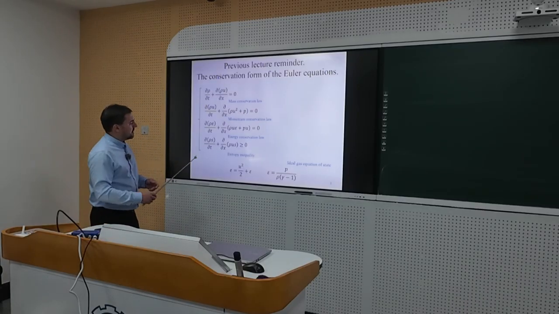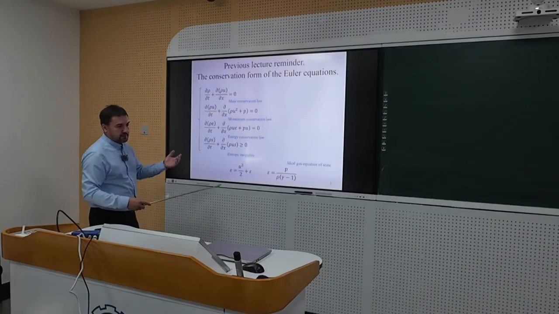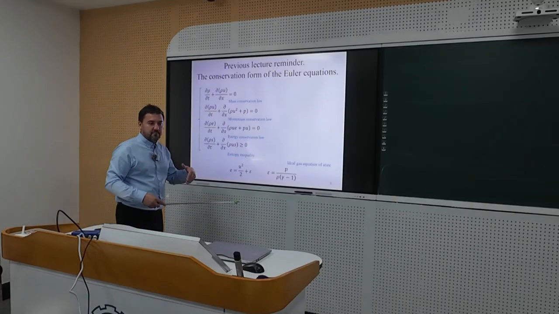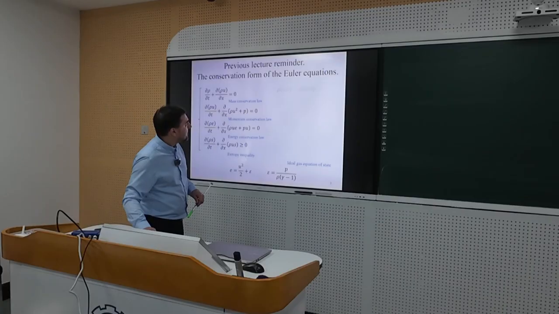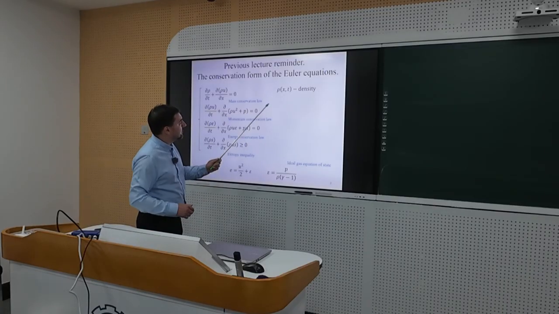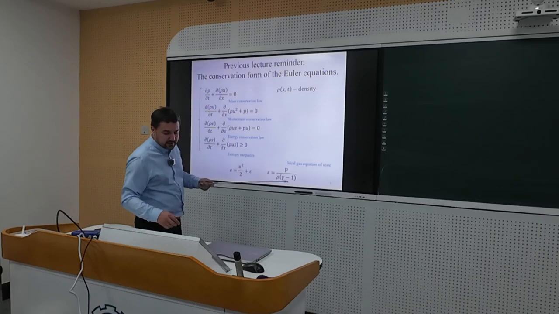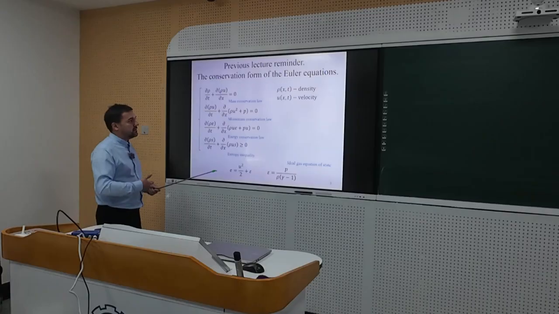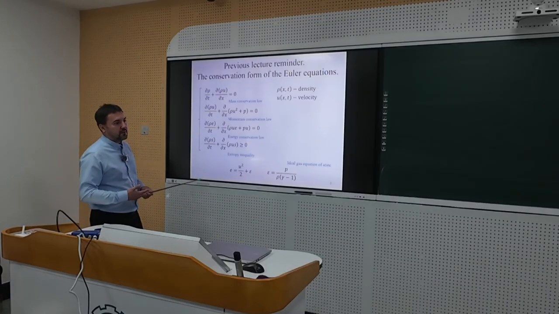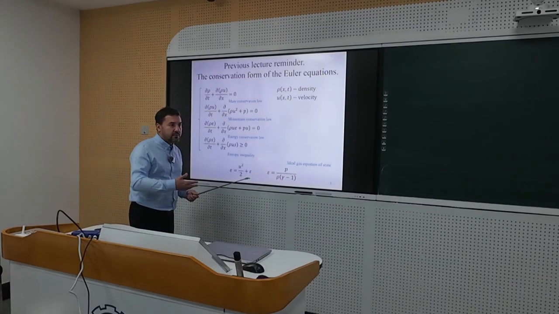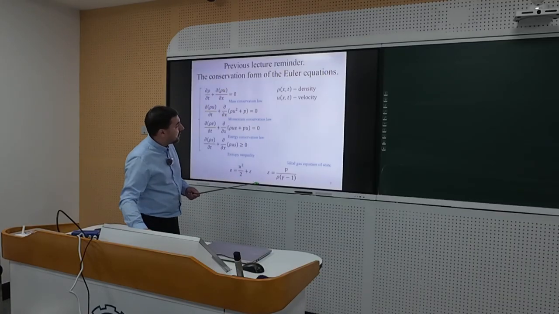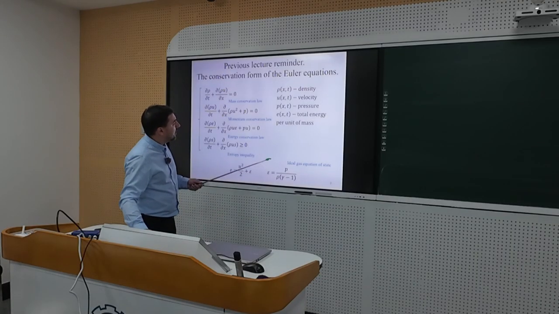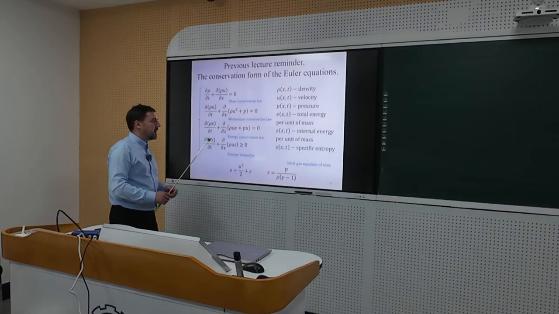Usually in papers, this entropy inequality is not written, but it is mentioned that it should be valid. So here rho is a function of x and t, it's density, u is velocity, or more accurately the projection of the vector quantity velocity onto the chosen coordinate direction. And p is pressure, and E is total energy per unit of mass, and epsilon is internal energy per unit of mass, and S is specific entropy.